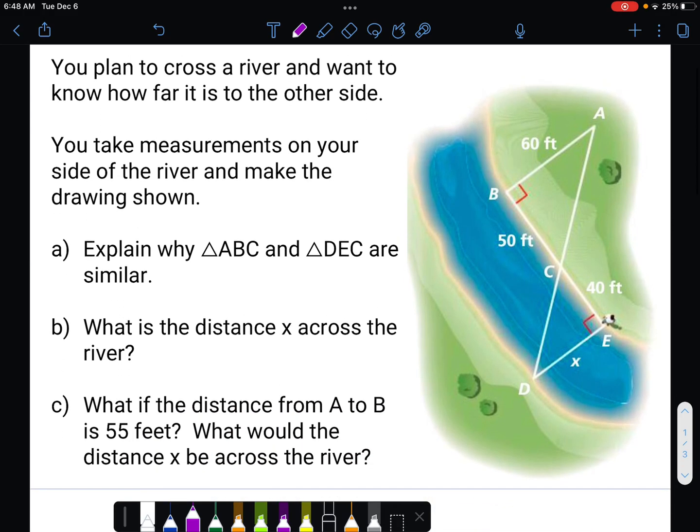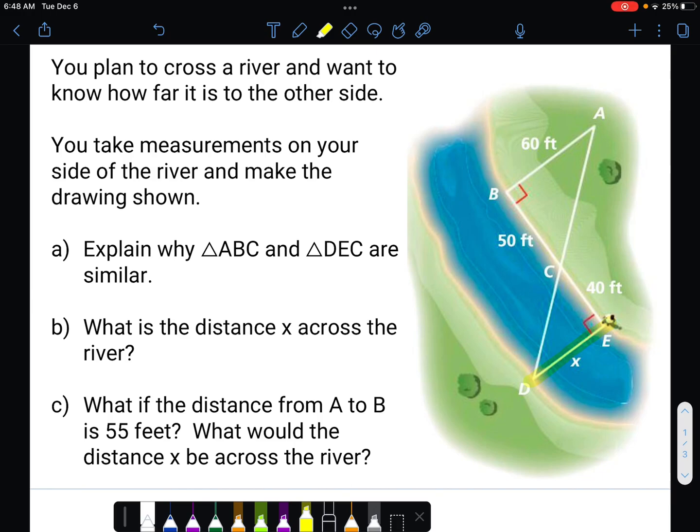So, you plan to cross a river and want to know how far it is to the other side. What they're talking about is they want us to calculate this value over here, crossing over the river. And you take measurements on your side of the river and make the drawing shown. Explain why triangle ABC and DEC are similar.